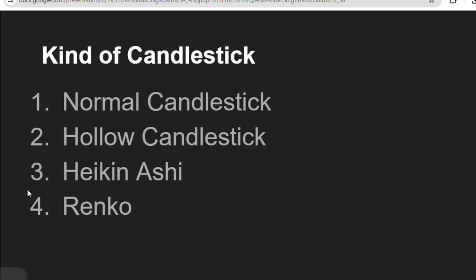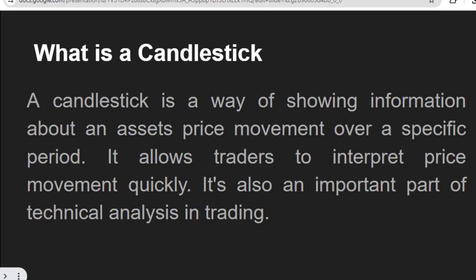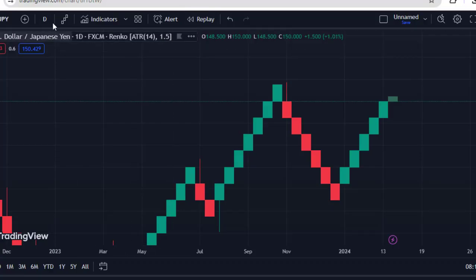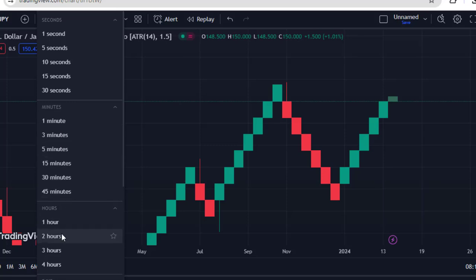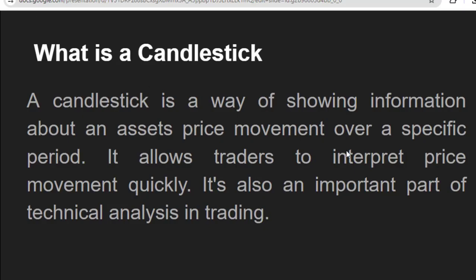All the candlestick does for us as traders is that it's a way of showing information about an asset price movement over a period of time, because every candlestick must have a specific period. Unlike what I am using right now, I'm using a 1-day chart. You can decide to be using the 1-hour chart, 4-hour chart, 2-hour chart, 3-hour chart, as the case may be. Okay, so this is very important.